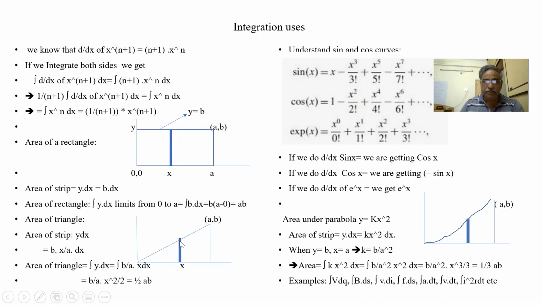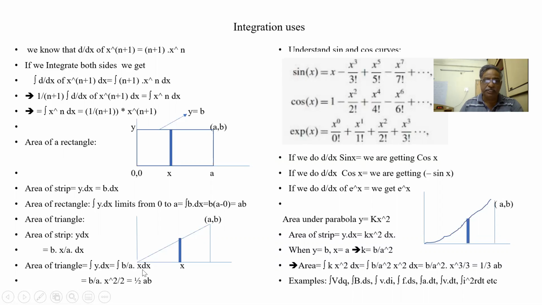Suppose this is y at a distance of x. What is this height? This height is proportional, so b by a into x. So y here is b by a into x. Again the strip area is y dx, so b by a into x dx, and I want to integrate it from 0 to a. Integral y dx is integral b by a x dx.